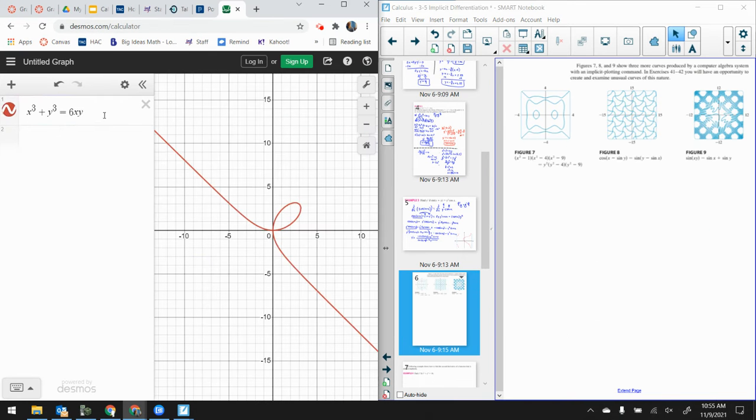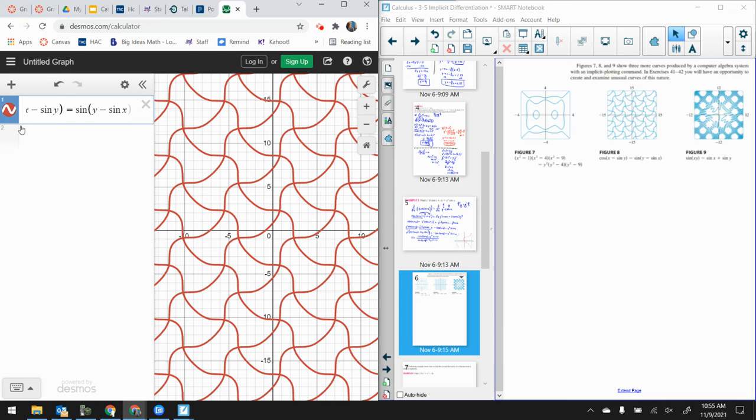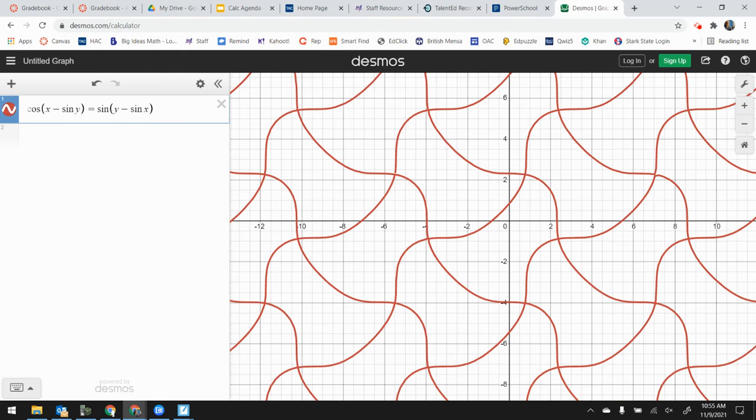Okay, so this is cosine x minus sine y is equal to sine y minus sine x. What? What in the world? Whoa.